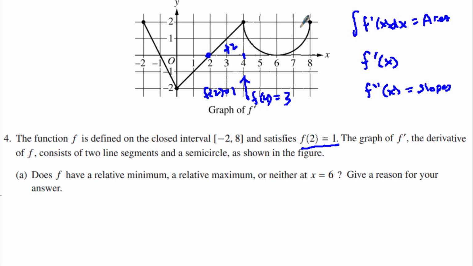Then we can think about this total area here. This total area is 1, 2, 3, 4. 4 times 2 is 8. So the total area is 8, but you're subtracting this little area here. So we know f of 8 is equal to, think about it, the area is 8 minus this half circle. Half circle is pi r squared divided by 2. The radius is 2, pi r squared is 4 pi, divided by 2, so 8 minus 2 pi. So what is my position at f of 8? That's 11 minus 2 pi.